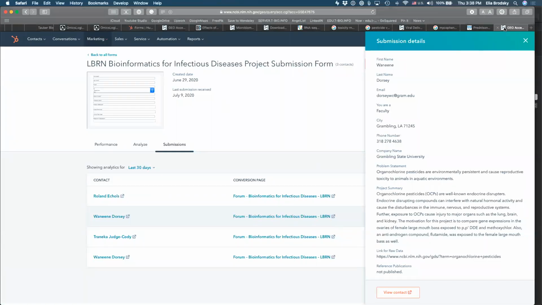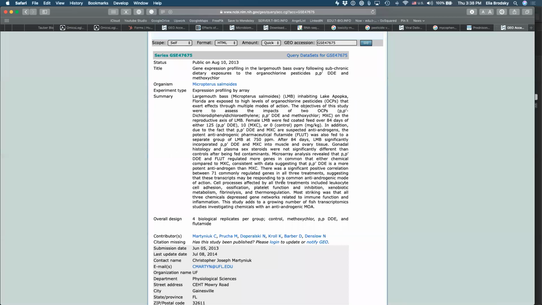Okay. Now, if we look at immune response, let's just read this real quick. They were looking here at the impacts of these two pesticides, and they were looking at males and females. They separated a group of LMB after 84 days, and the pesticides were significantly incorporated into muscle and ovary tissue. Gonadal histology and plasma sex steroids were not significantly different than controls after being fed contaminants. Microarray analysis revealed that DDE and fluid regulated more genes in common than either chemical compared to MXC, consistent with data that it is a more potent anti-androgen than MXC.